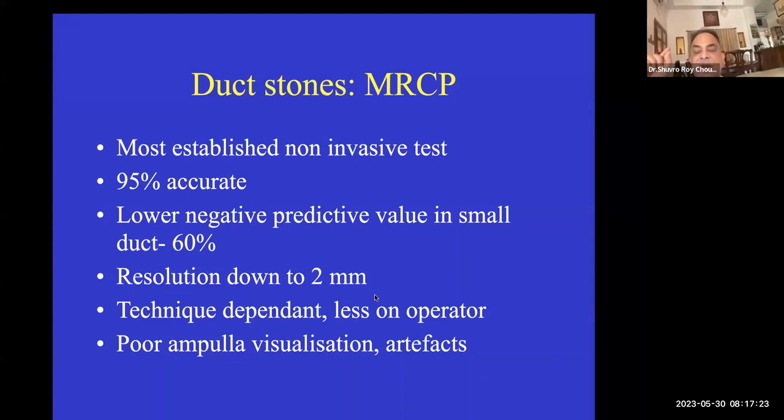That filling defect is not a stone. You understand? A stone will typically have a meniscus or a filling defect, but loss of signal at the duodenal interface is normal. And that is something of a problem with MRCP. And of course, there can be artifacts, because of respiratory motion. Artifacts can also be because of bile flow, because any movement causes problems in MRCP. So due to biliary flow, it can cause artificial filling defects.